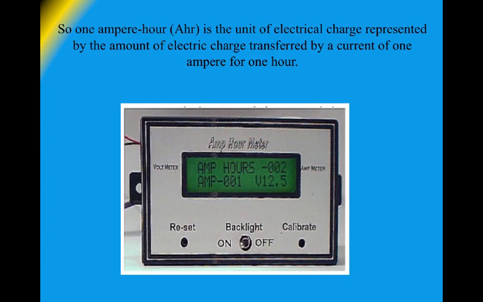So 1 ampere hour is going to represent the unit of electrical charge transferred by the current of 1 ampere for 1 hour. In our static storage systems, we most often use a cumulative amp hour meter, not unlike the one represented here.